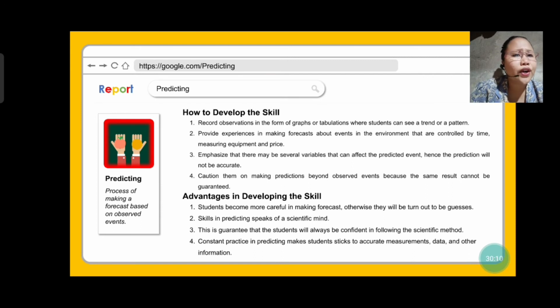And then, fourth is a constant practice in predicting makes a student stick to accurate measurements, data, and other information. Yes.